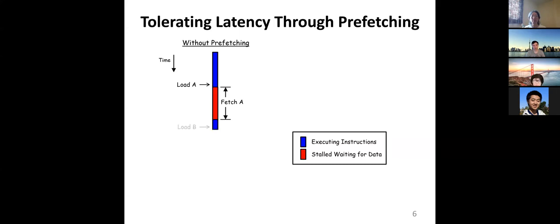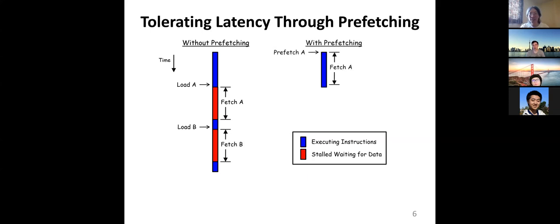So what's next? After the data arrived, after some time, there's another load instruction, load B. Lucky again, there happens to be a miss again, so we fetch from memory. Then sometime later, when the data arrives, we continue the execution. And remember, this red area can be hundreds of cycles. So this is how the timeline executes without prefetching. This is the baseline. What happens with prefetching?